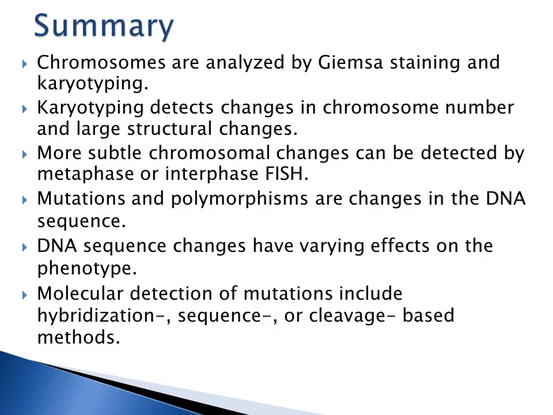So in summary, chromosomes are analyzed by G banding and karyotyping. Karyotyping detects changes in chromosome number and also large structural changes. More subtle chromosome changes can be detected by metaphase or interphase fluorescence in situ hybridization. Mutations and polymorphisms are changes in the DNA sequence. These DNA sequence changes have varying effects on the phenotype, and molecular detection of mutations includes hybridization, sequence, or cleavage-based methodologies.